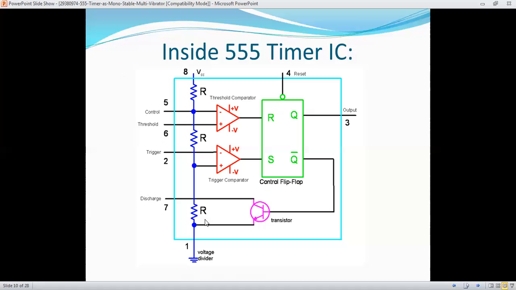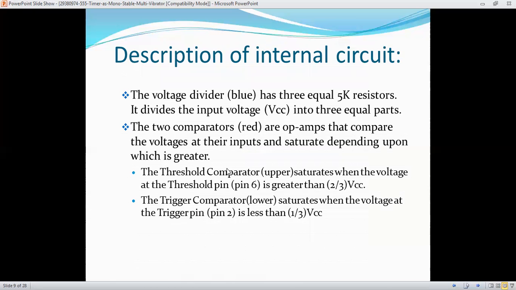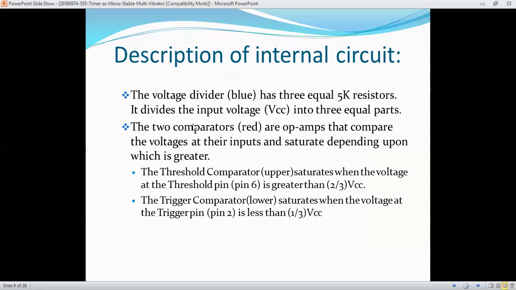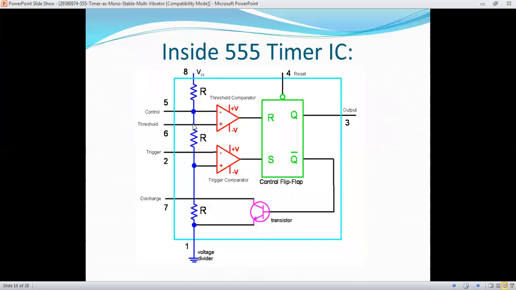The two comparators are op amps that compare the voltage at their inputs and saturate depending upon which is greater. The threshold comparator saturates when the voltage at the threshold pin number 6 is greater than 2 by 3 VCC, and the comparator output goes high. The trigger comparator saturates low when the voltage at the trigger pin, pin number 2, is below 1 by 3 VCC. This area is 1 by 3 VCC, this area is 2 by 3 VCC. This is the upper comparator and this is the lower comparator.